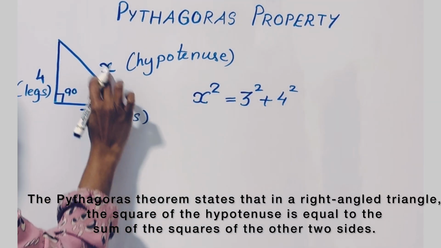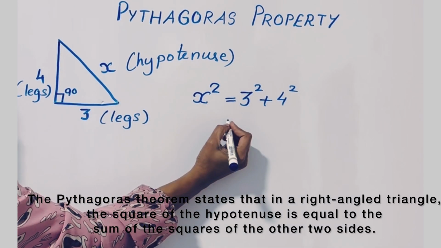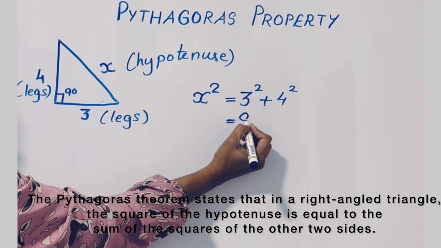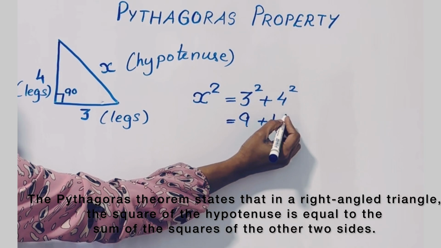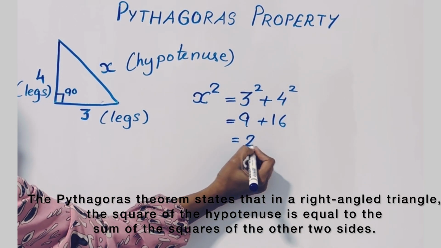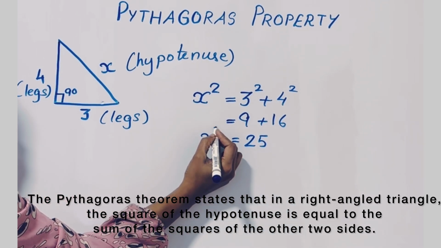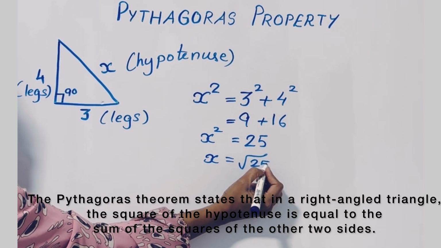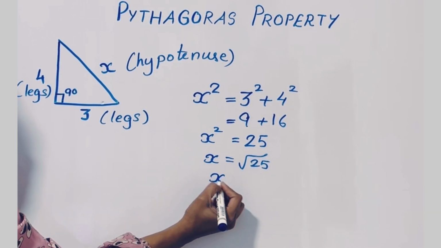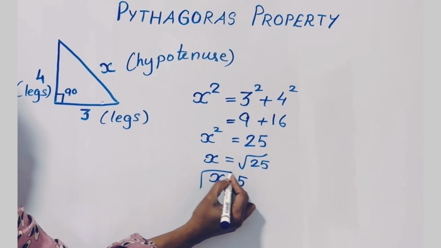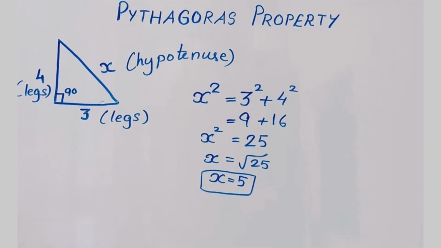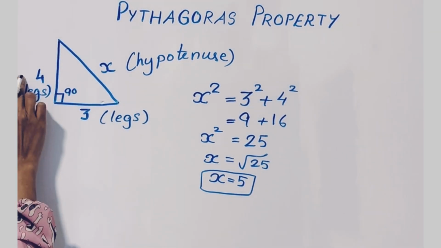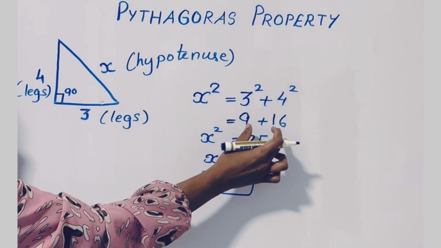And here, to find the length of the hypotenuse which is missing, add the squares of the legs. 3 square, 3 multiplied by 3, is 9, 4 square is 16. On adding, it is 25. And to find the length of this hypotenuse x, take the square root of 25, which is 5, because 5 times 5 is 25. So x is 5. Pythagoras property is mainly used to find the length of the missing side. If the hypotenuse is missing, take the other two legs, square them and add.